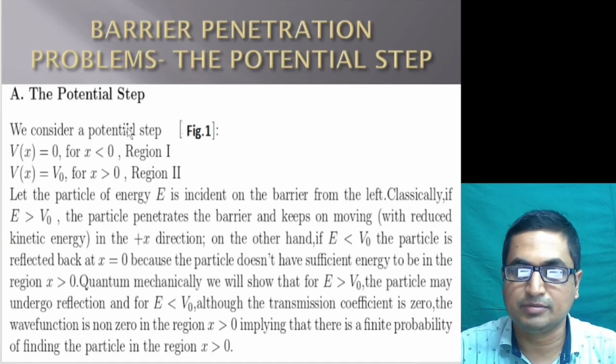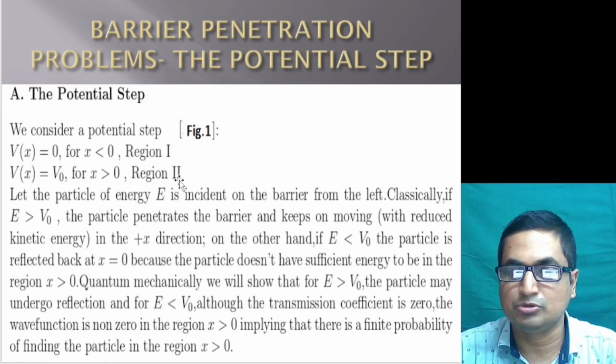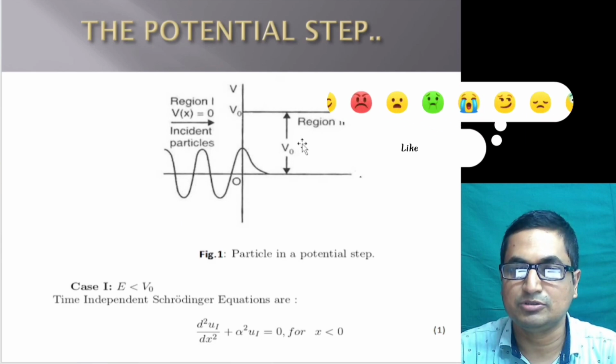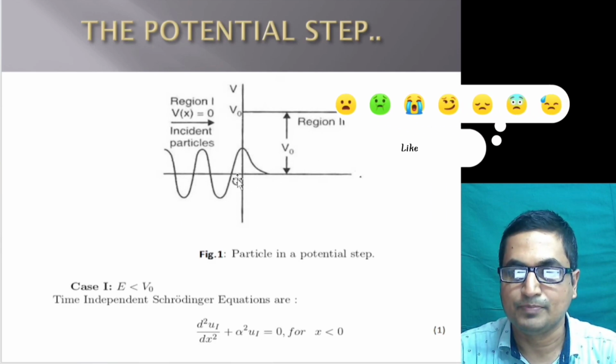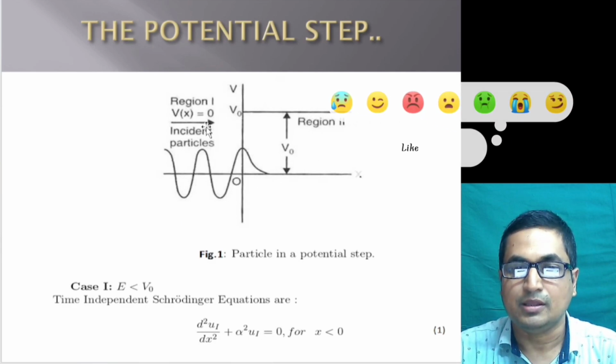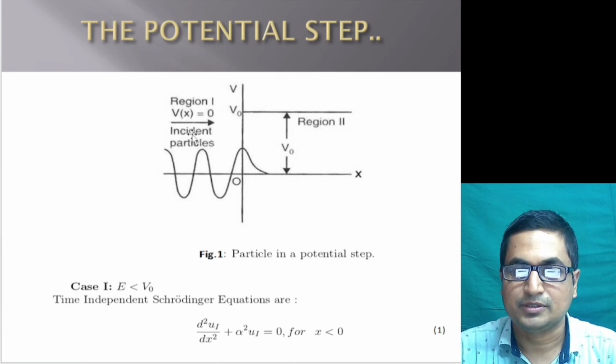A potential step is usually defined with two regions: one, x less than 0, where V(x) is 0, potential is 0, and region 2, where x is greater than 0, we have V(x) equal to V0. As shown in this figure, this is region number 2 where x is greater than 0. This is the 0 of the x, and on the left hand side of x, this is region number 1.